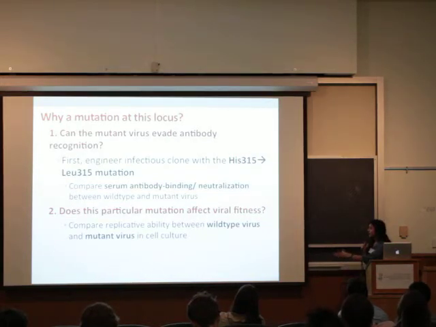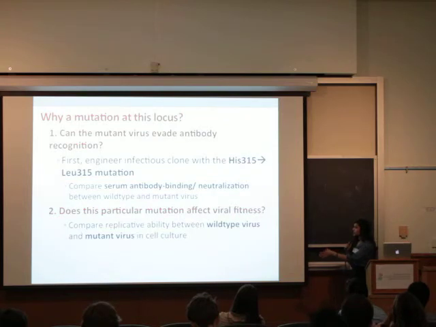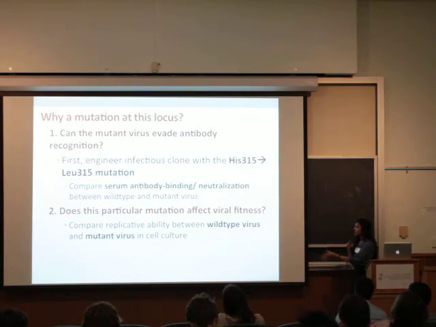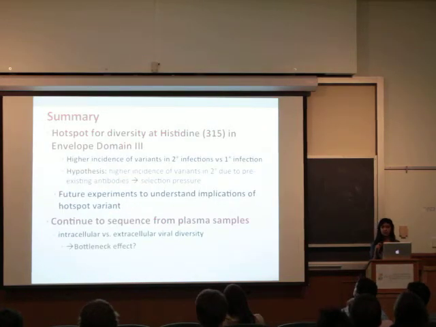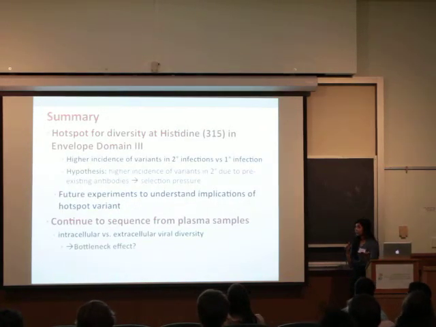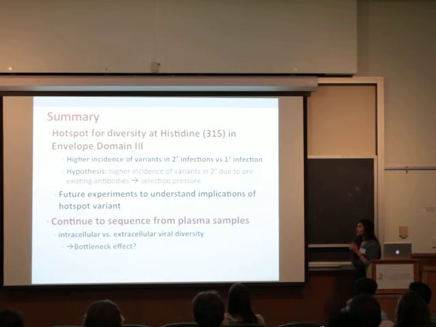And secondly, we're going to ask, how does this particular mutation affect viral fitness? Do the wild-type virus and mutant virus show any differential replicative abilities between them? We're going to use this assay in cell culture, so in vitro. So in summary, the particular hotspot of diversity that we found is located in envelope domain 3. It shifted a histidine at position 315, that particular amino acid, to a leucine.